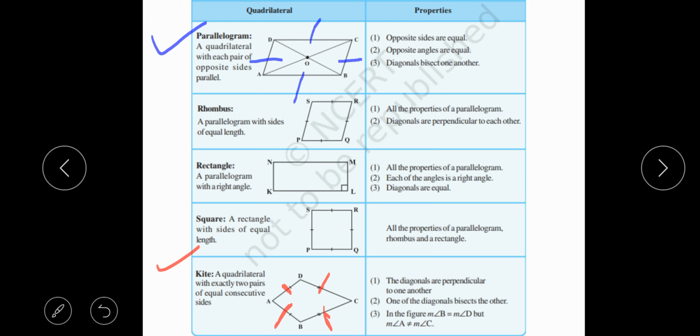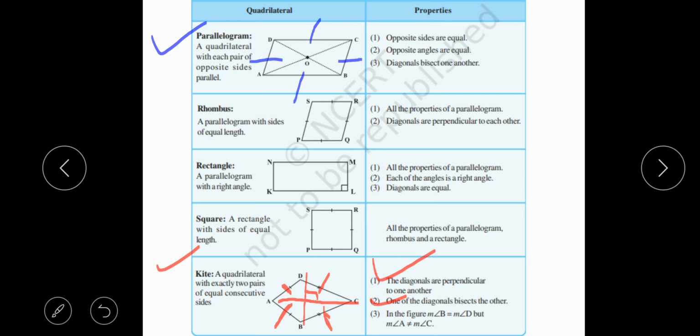First property, their diagonals are perpendicular to each other. The diagonals should be perpendicular to each other. Second, one of the diagonals bisects the other.